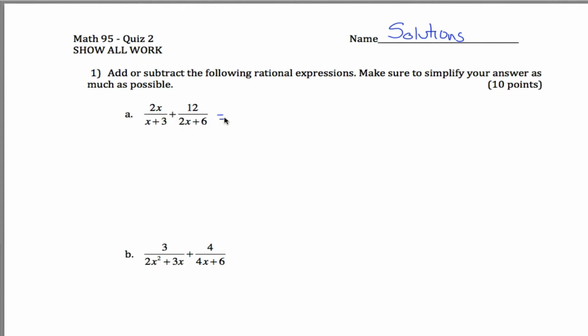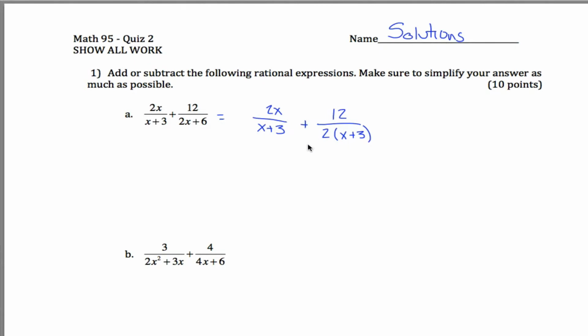In order to find the least common denominator, we'll want to factor the denominators for each of these rational expressions. Nothing you can do with x plus 3, but for 2x plus 6, you might notice that it's got a greatest common factor of 2. You can pull out a 2 from both of these terms. A couple different ways you could do this. It turns out you could simplify this. You can cancel out the 12 and the 2. But that's not the way I showed you how to do it, so I'm going to do it a different way.